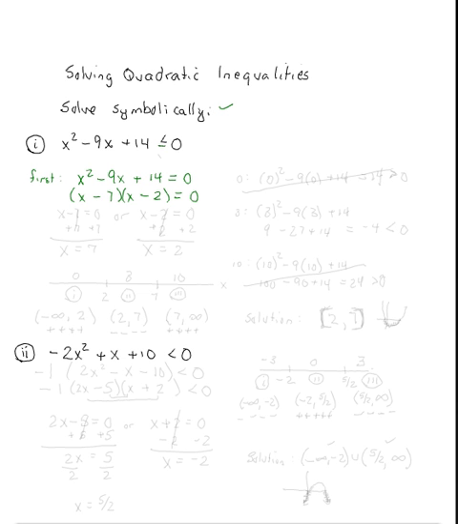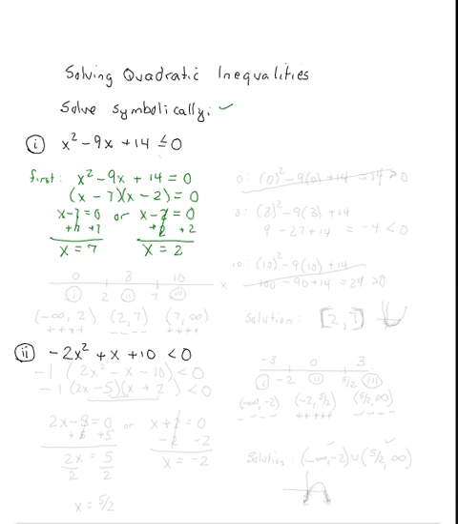Since I know only something times 0 is equal to 0, then I know that x minus 7 is equal to 0, or x minus 2 is equal to 0. And we can solve each of these resulting equations individually. Adding 7 to both sides of my first equation, we get that x is equal to 7. Adding 2 to both sides of my second equation, we get that x is equal to 2.